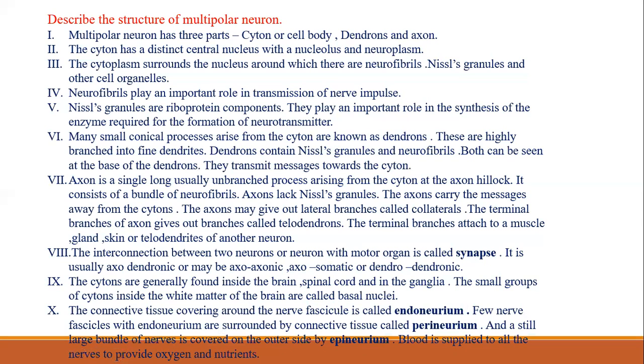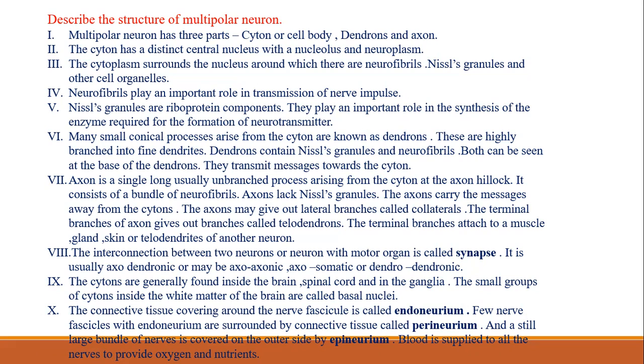Now these terminal branches, where do they go and attach? They go and attach to either the muscle, skin, gland, or the telodendrites of another neuron, which is the last part here. Now the interconnection between the two neurons or the neuron with the motor organ is called synapse. Now what do you mean by motor organ? Motor organs are the organs which give response, like muscles, glands. These are called motor organs. The interconnection between the two neurons or between the neuron and the motor organ is called synapse, the junction of the two neurons.